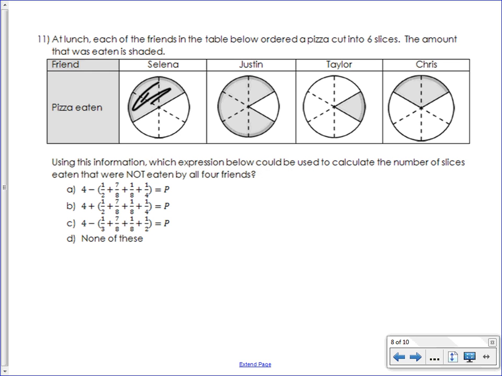So we've got to figure out if, first of all, we know that if you want to know what was not eaten by all friends, you have to subtract out what was eaten. You're not going to add. All right. The big difference between A and C is that on C, they said what Chris ate was 1/2. If you look, this would be half. So A would have to be the correct answer.